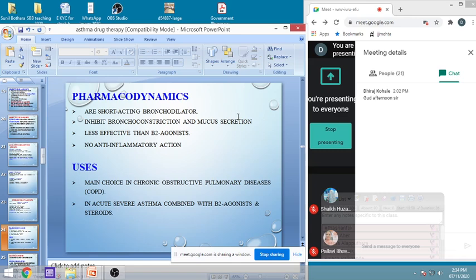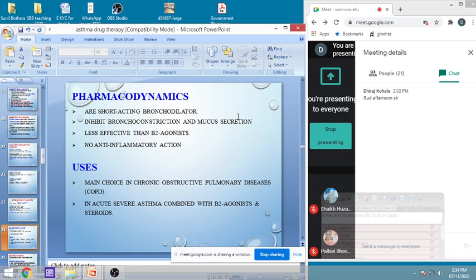They are short acting bronchodilators that inhibit bronchoconstriction and mucous secretion. They are less effective than beta agonists, as I already told you. They have no anti-inflammatory actions. They are the main choice in chronic obstructive pulmonary disease, that is emphysema, and they are used in acute severe asthma combined with beta 2 agonists and steroids when the asthma is very severe. There are such kinds of asthma attacks, and they are called status asthmaticus.